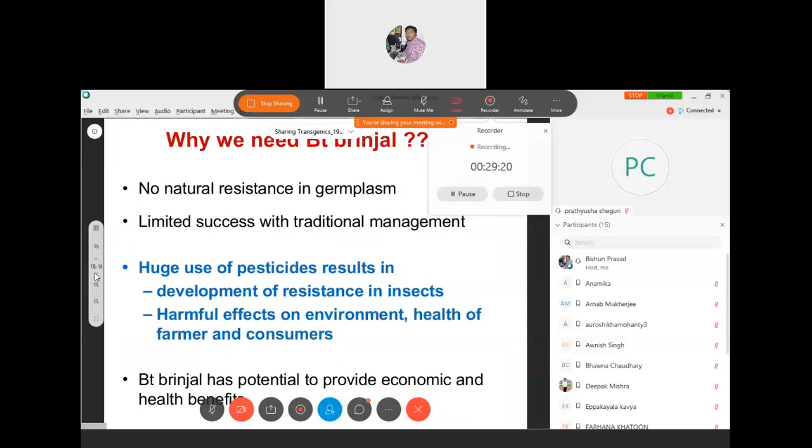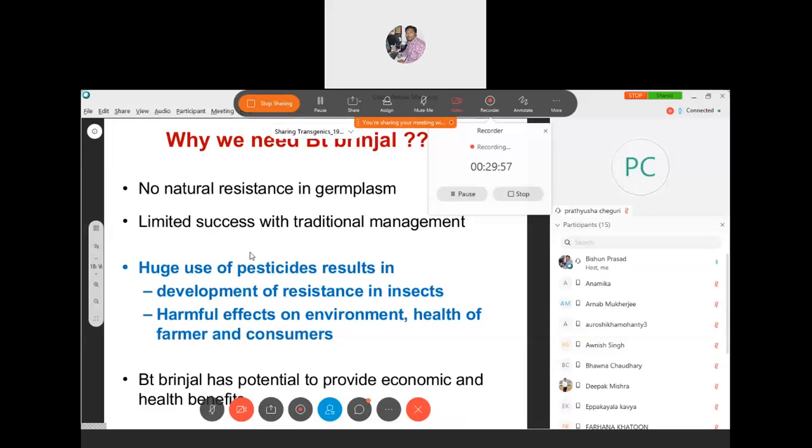Then why do we need BT brinjal? Some vegetable people may argue whether we need BT brinjal or not, but these are the possible reasons why we need it. The first important point is there is no natural resistance in the germplasm. Lots of research has been carried out, but till now we are not able to find any resistant germplasm of brinjal which can tolerate the fruit and shoot borer effect. There is moderate but not 100% resistance, and limited success with traditional management.